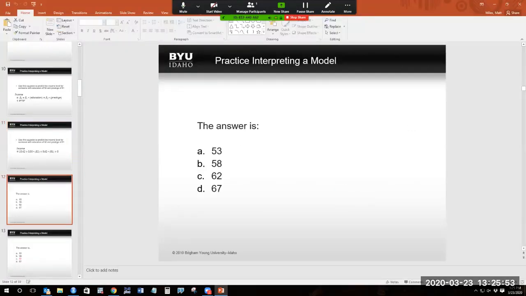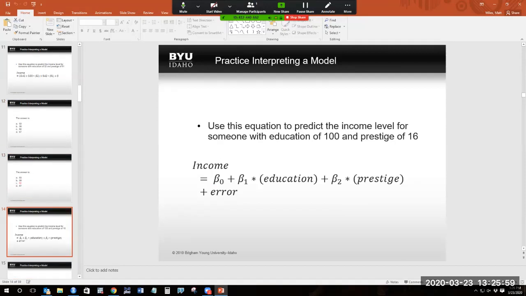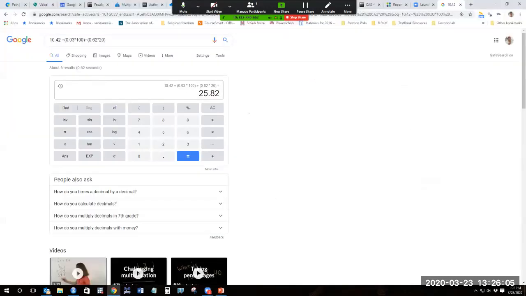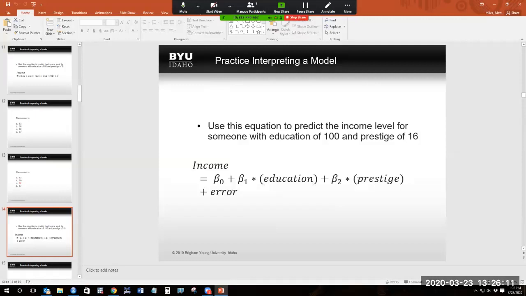So if I were to try and make that prediction, it was 62, right? So we could do it again. Someone has an education of 100, prestige of 16. You can pause and try that yourself, or just change that right there to 16. And I'm going to get, what was that? 23.